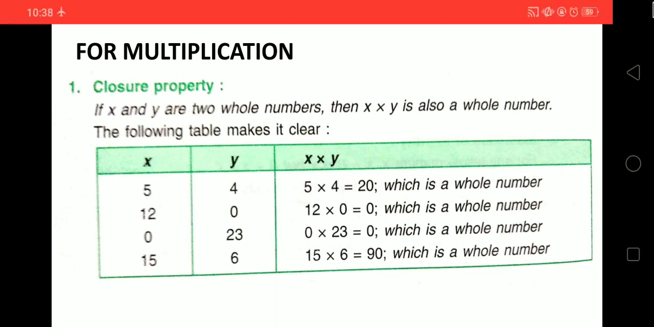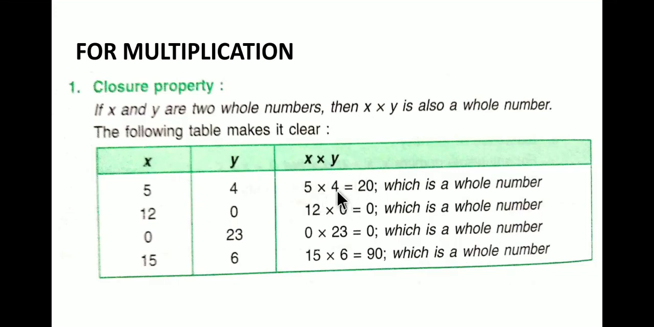So here the example is 5 times 4. 5 is a whole number, 4 is another whole number. When you multiply, 20 comes as the product, okay, 20 is again a whole number. Similarly, 12 times 0, 12 and 0 both are whole numbers, and the result obtained is 0, which is again a whole number. 0, a whole number, multiplied with 23, a whole number again, the result obtained is 0, which is a whole number.